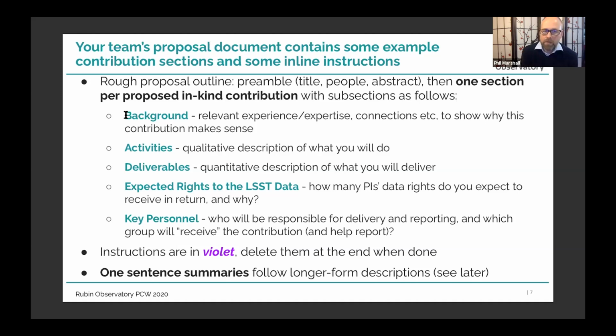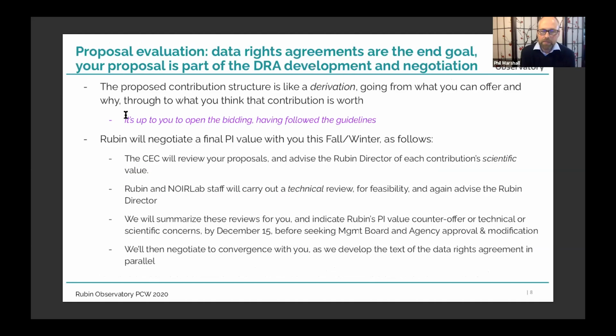Okay, so the end goal of all of this is to get to a data rights agreement for each of your teams. And we've structured this proposal to try and make that easy. You'll notice that proposal section structure is basically a derivation going from what you can offer through to the end, which is what you think it's worth. Why are we asking it that way around? Well, more or less, it's up to you to open the bidding, having followed the guidelines. That's because we should think of these proposals as being an important opening step in the negotiation of your data rights. So how will that negotiation work?